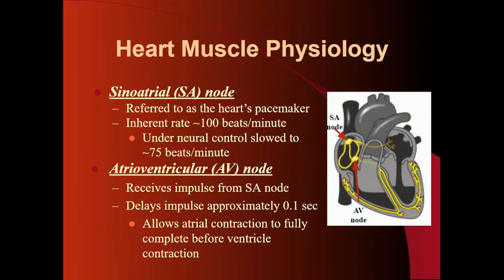The SA node is going to send an impulse to the atrioventricular node, or the AV node. This is going to delay the impulse very slightly, approximately 0.1 second. The reason for that is it allows atrial contraction to fully complete before ventricle contraction begins. We want to make sure that the atrium has totally pumped all of its blood into the ventricle before the ventricle contracts to pass the blood into a blood vessel. If the ventricle contracted too early, it would not be filled and would not efficiently pump blood.